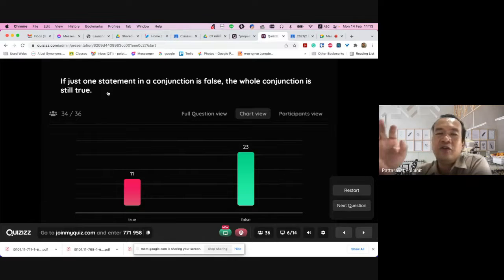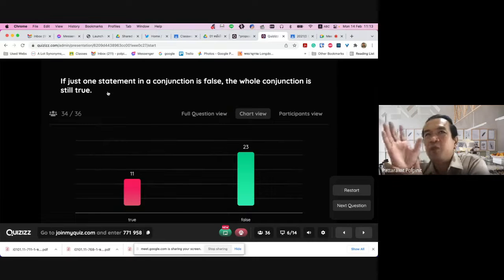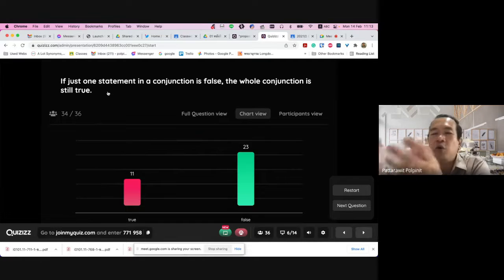It's saying that if one of the statements in a conjunction is false, you know that usually, if they are connected with "and" and one of them is false, it doesn't matter what the other one is, the whole conjunction is false, right? Most of you got this correct, because it said the whole conjunction is still true, which is wrong, so false. Okay, 23. Well done, 11 of you.